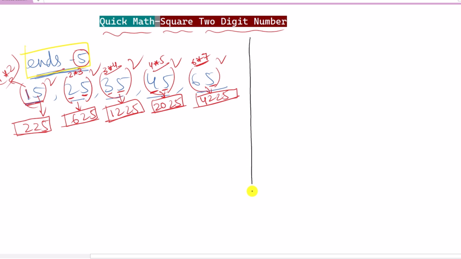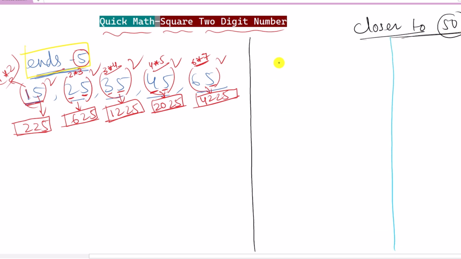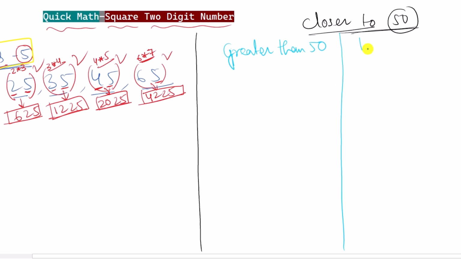So let's talk about the next trick. This trick is applicable for numbers which are closer to 50. We can easily find the square of numbers closer to 50 using this trick. This can be divided into two parts. Let's first talk about the numbers which are greater than 50. And the second trick applies where the numbers are less than 50. So first of all, let's talk about greater than 50.